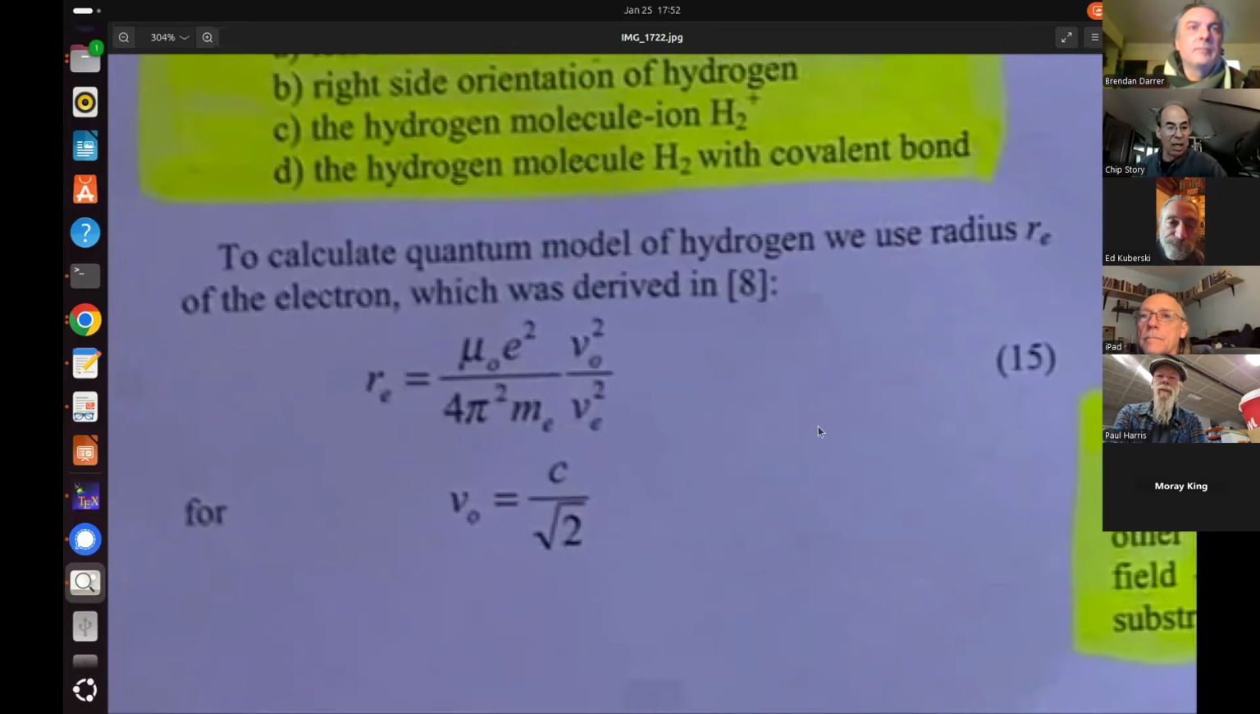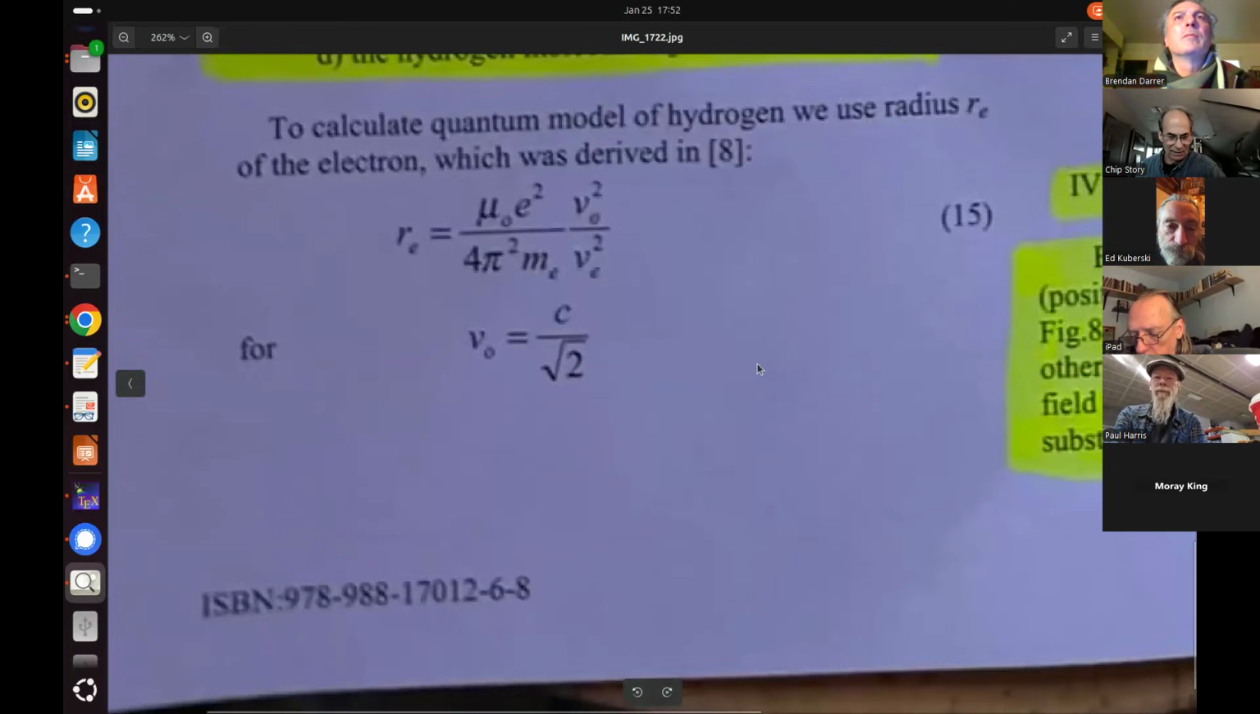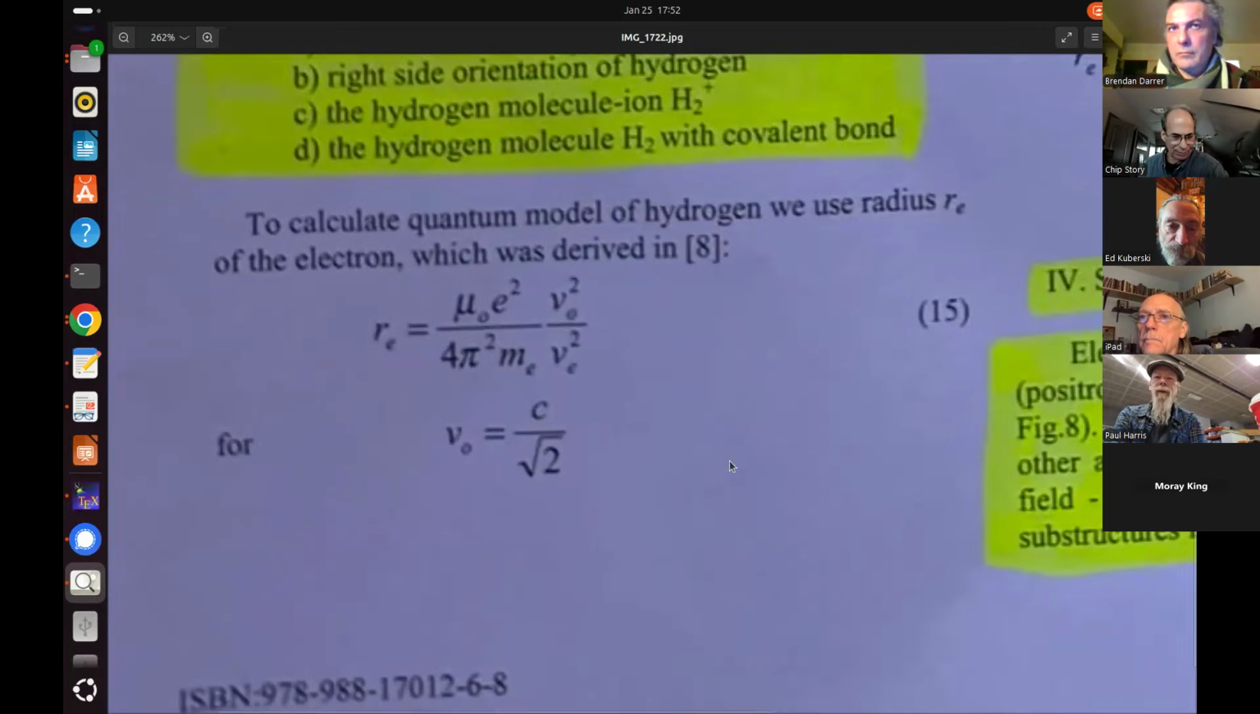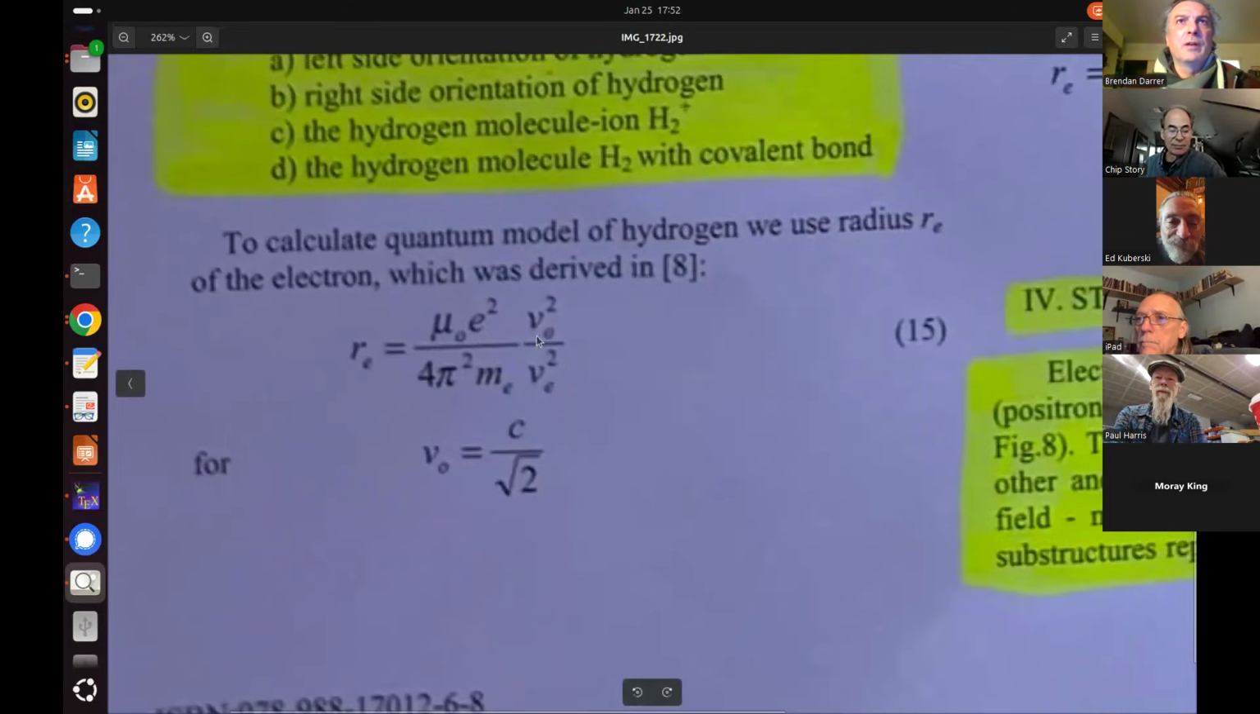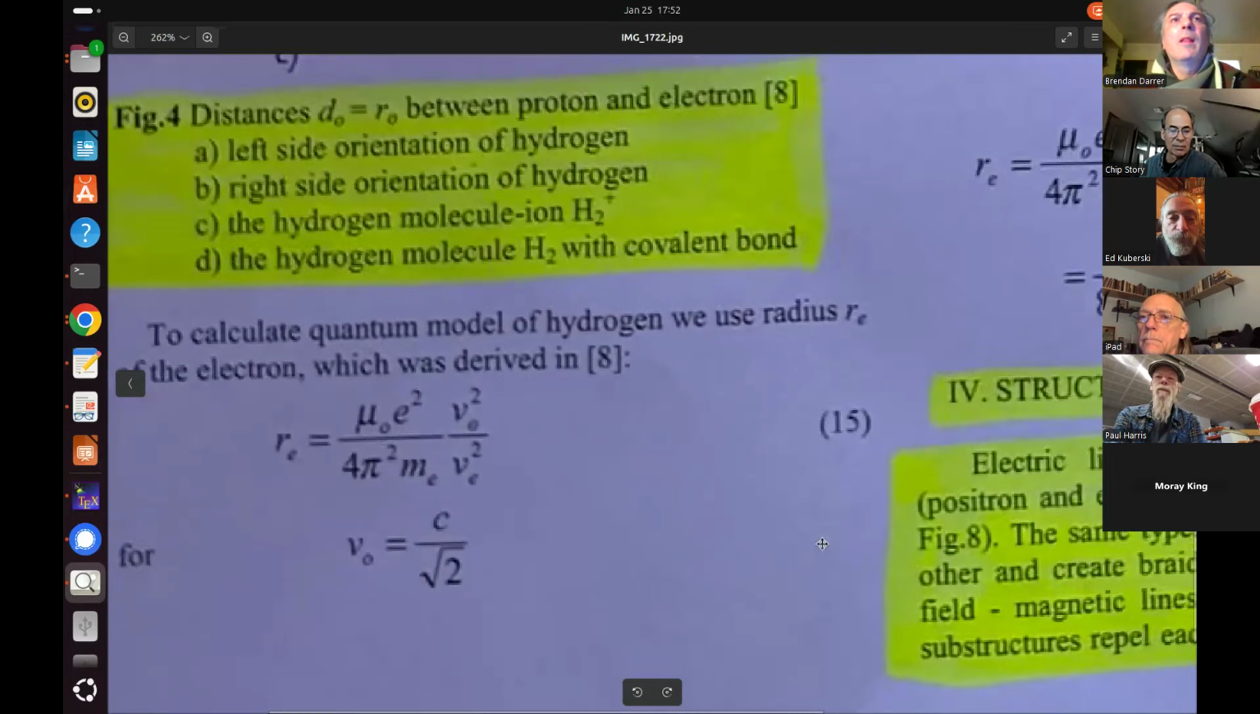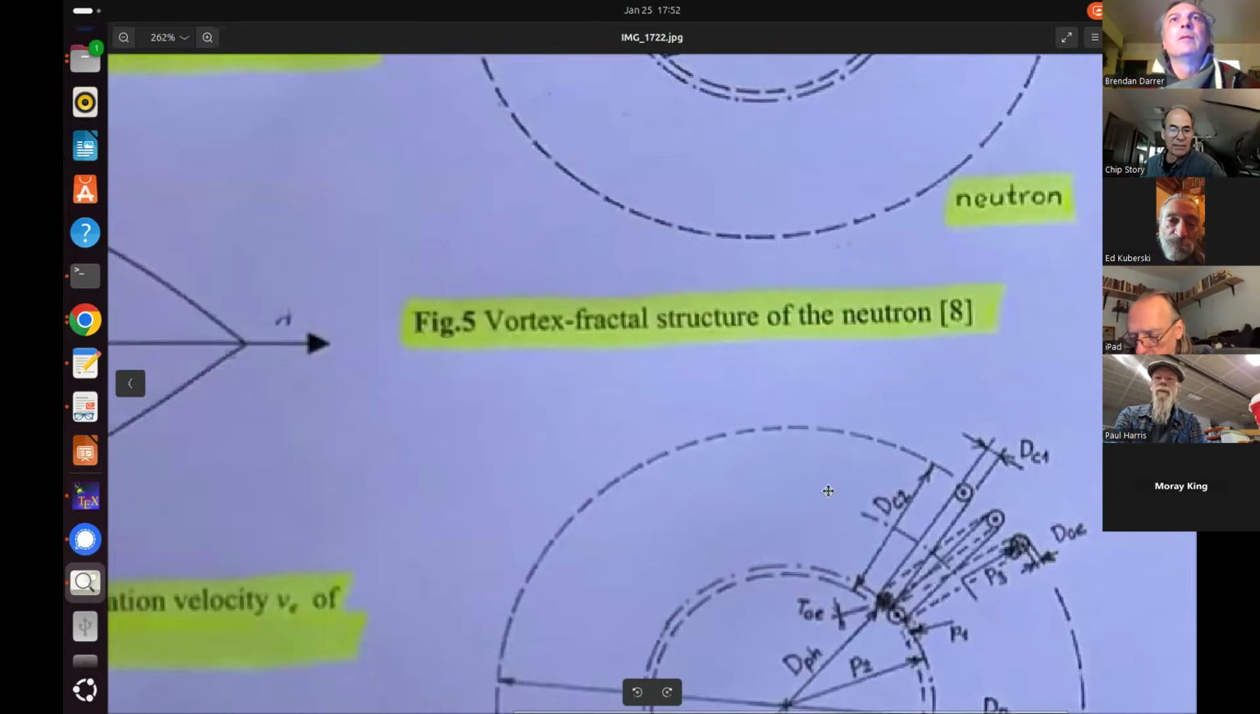All right, so there's an equation describing the quantum model of hydrogen using the radius of the electron. It has 4 pi mass velocities, and a mu, which I'm not sure what that is. Mu and nu both. All right, the Greek alphabet has entered the picture. So the speed of light divided by the square root of 2. Frequency or velocity? Velocity. Mu is the permeability of free space. Right, yeah. C divided by the square root of 2.